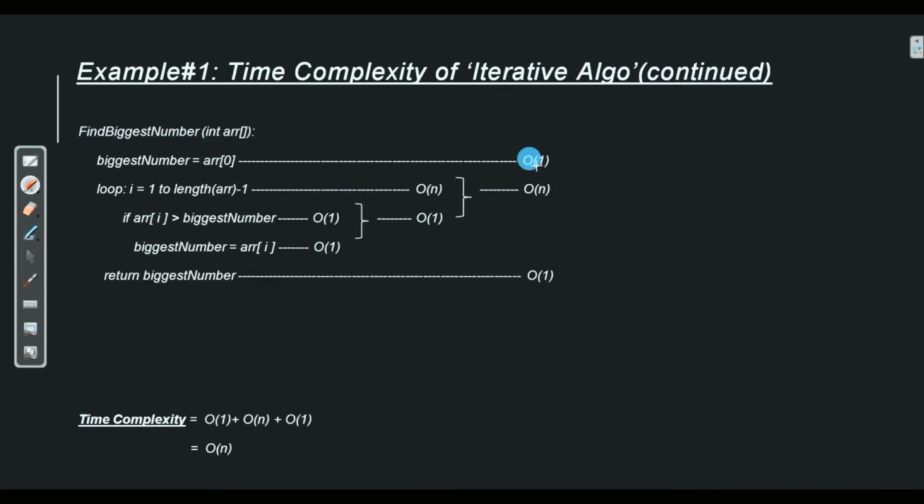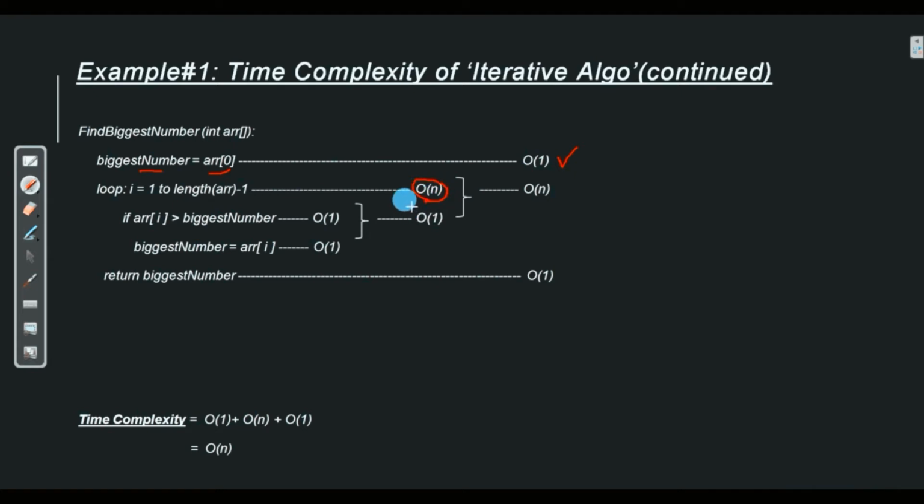The first statement over here is assigning the value which is there in the first cell into the biggest number variable. This will take a constant time, so we have put it as order of 1. Next we have a loop which starts from 1 and goes on till the length of the array, that is the last cell in the array. So it essentially traverses all the cells in the array. How many cells are there in the array? Total n number of cells. So it will take order of n time.